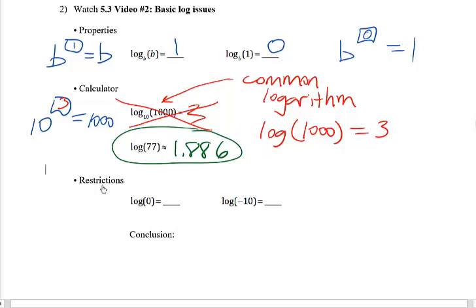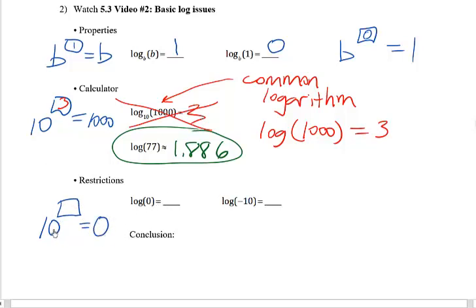Okay, lastly, in this video, just a couple of restrictions to talk about with regards to logs. Take a look at this example. You'll notice in both of these, there's no little base written, which means, of course, that the base is an understood 10. This is asking me, let's see, if I take a 10, what power would I stick on top of it in order to result in a 0?